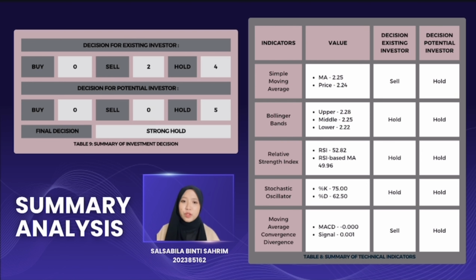And the summary analysis: Kim Loong Resources Berhad shows a sideways market with mild selling pressure as of 13 June 2025 across all the 5 technical indicators. Overall, there are 0 buy signals, 2 sell signals and 3 hold signals for existing investors. Meanwhile, potential investors receive a hold on all 5 indicators. Based on the table, the final decision is strong hold for Kim Loong Resources Berhad.